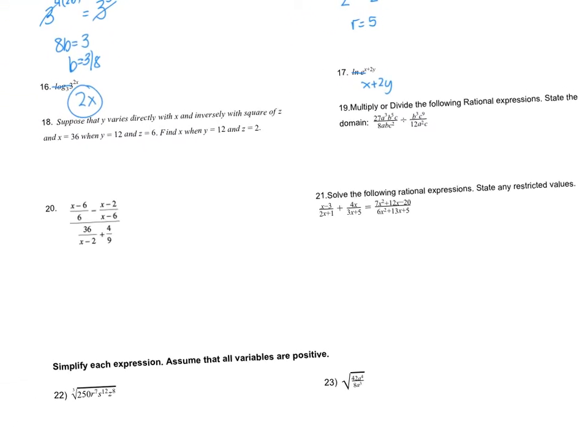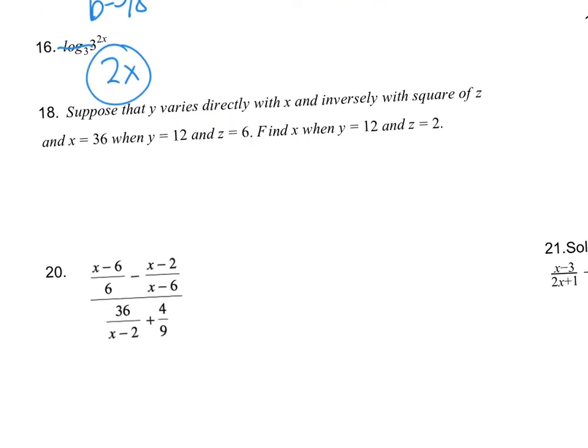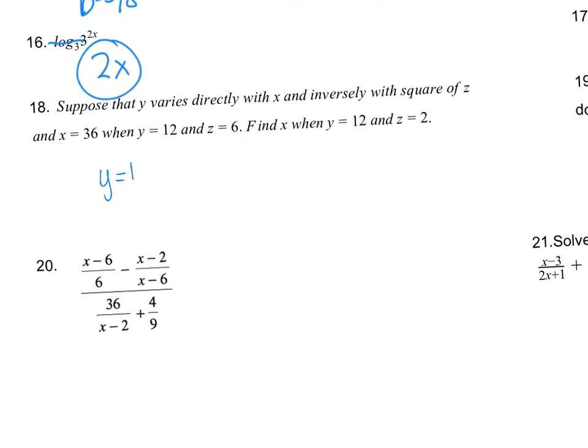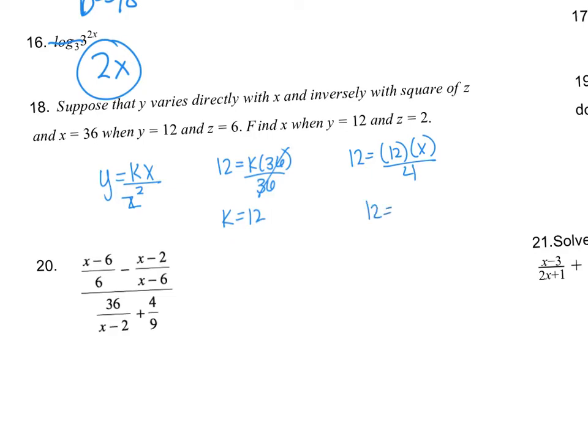Suppose that y varies directly with x, and this square z. So suppose x is 36 and z is 36, so k equals 12. So find x when y equals 12, k is 12, so 12 equals 3x, x equals 4.